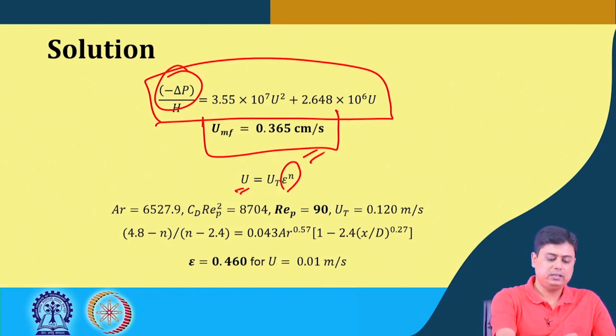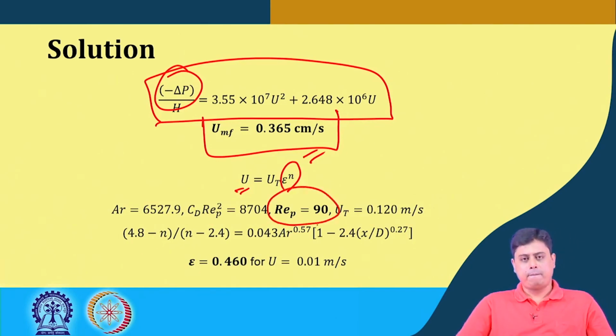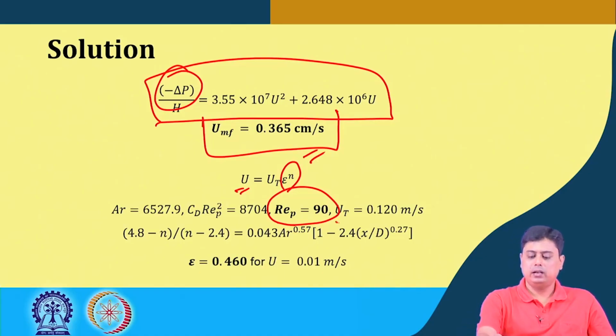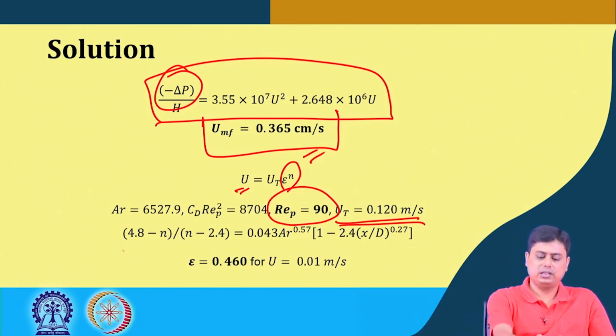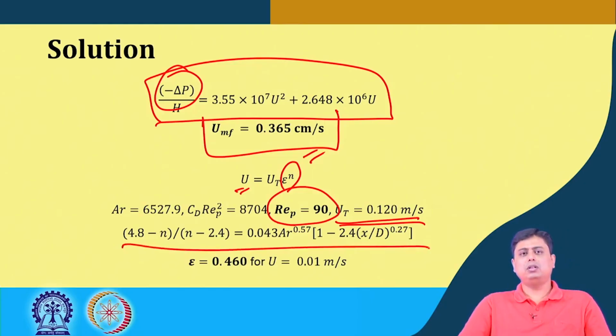We see that this value appears to be 90, and accordingly we find out the terminal velocity of the particle as 0.12 meter per second, because all other parameters are known. And now since this Re_p is 90, in the last class we have seen that in such condition it is better to use the Richardson-Zaki expression to find out the value of n.